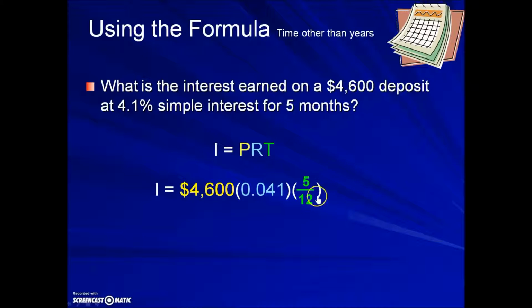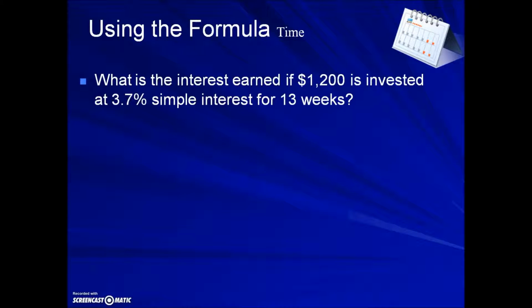Since there are 12 months in a year, 5 months would be 5/12 of a year. Calculating this, we can either use our fraction key on our calculator for the 5/12, or we could take 4,600 times 0.041 times 5 divided by 12, hitting equals to give us a result, or interest amount earned, $78.58.